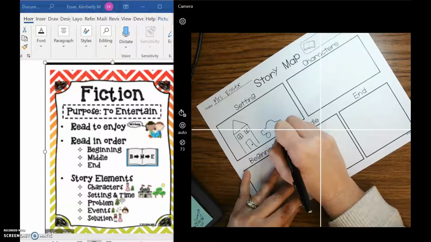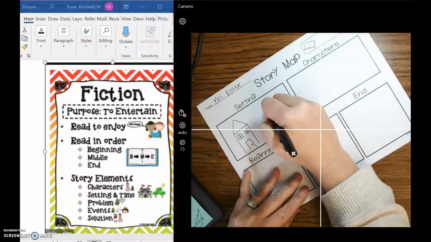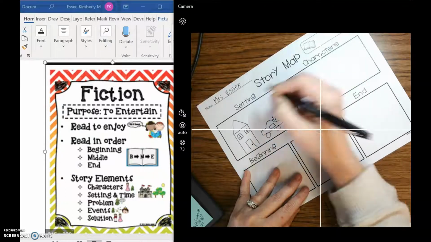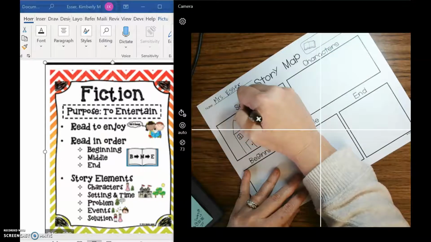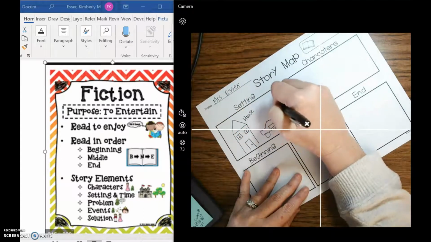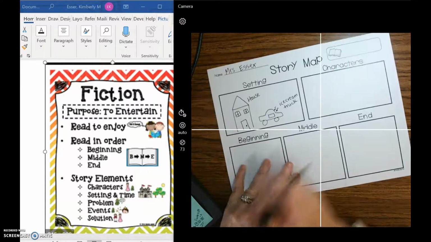Miss Esther is not a great drawer, and that's okay. But I'm going to do little music notes here because, you know, the ice cream truck has music notes, okay? So I'm just going to write house. And then I'm going to put ice cream truck. Okay, so I want you to think about your setting.